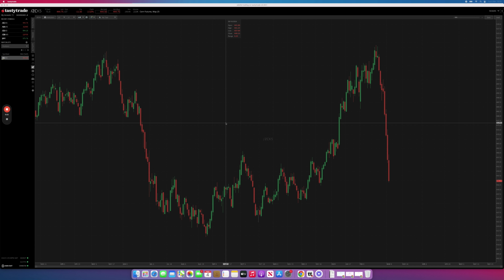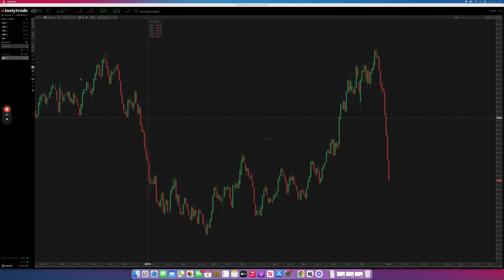So we're going to be writing options contracts. We've got the corn futures up at the moment. We're not going to trade based off of the chart or previous price movements or anything like that. We've just got this chart up at the moment, and we're going to be writing options contracts, and we're going to be writing them on futures.